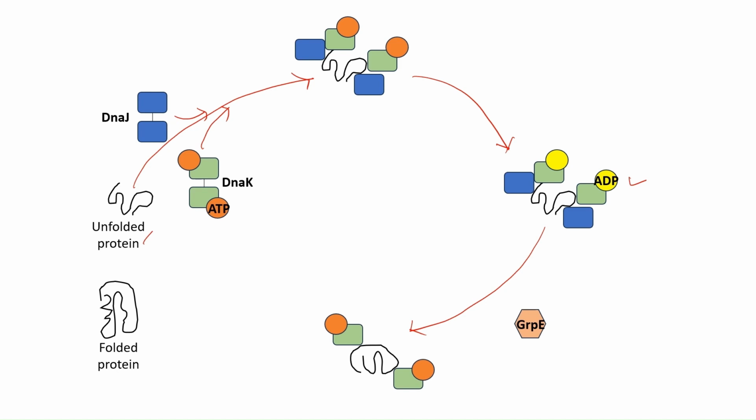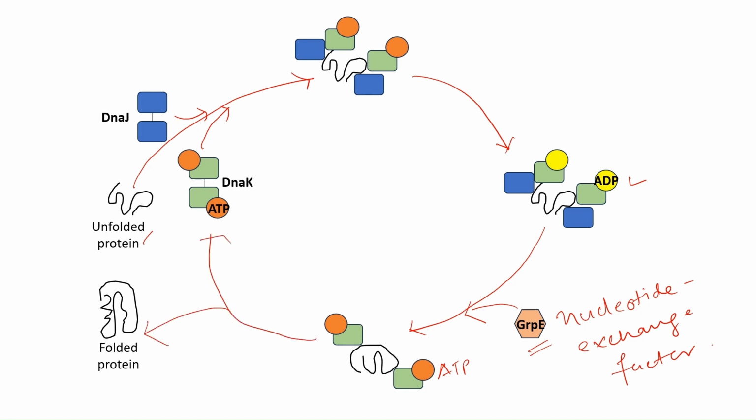The next step is that this ADP should again get replaced with ATP so that DnaK can start its second round. That means it can help in the folding of other unfolded proteins. For that, we need a molecule known as GrpE. GrpE is a nucleotide exchange factor, which means it will help to exchange ADP with ATP. So now again ATP comes and binds with DnaK. The next step is that the folded protein will be released, and DnaK is now free for its next cycle. So this is how DnaK and DnaJ work to fold an unfolded protein.